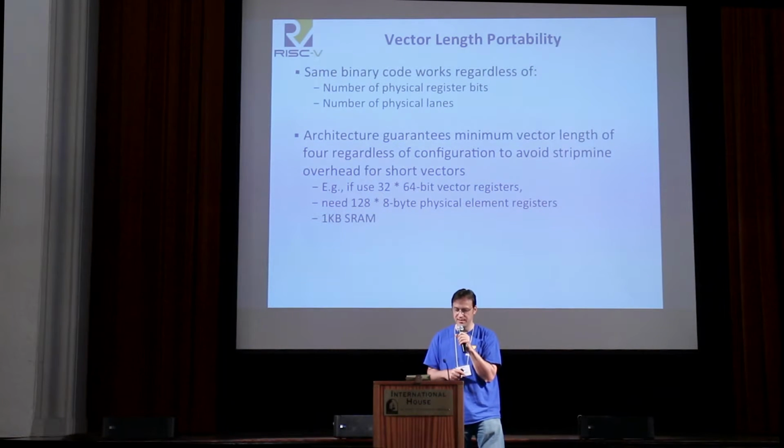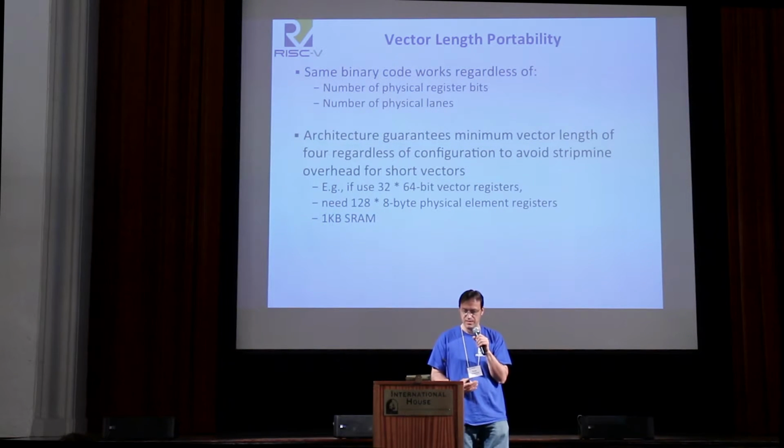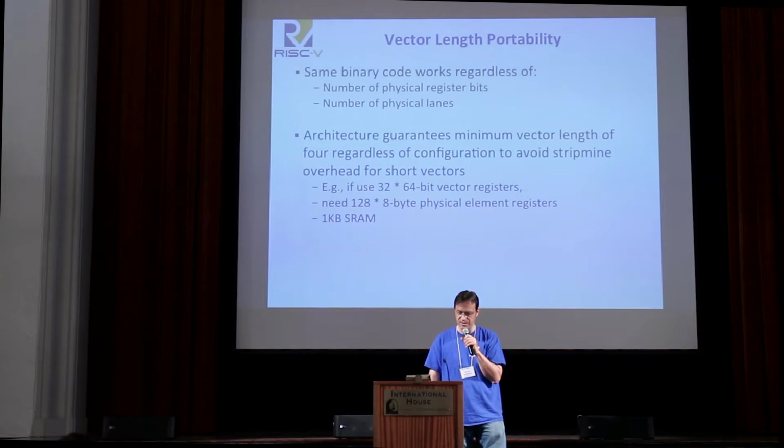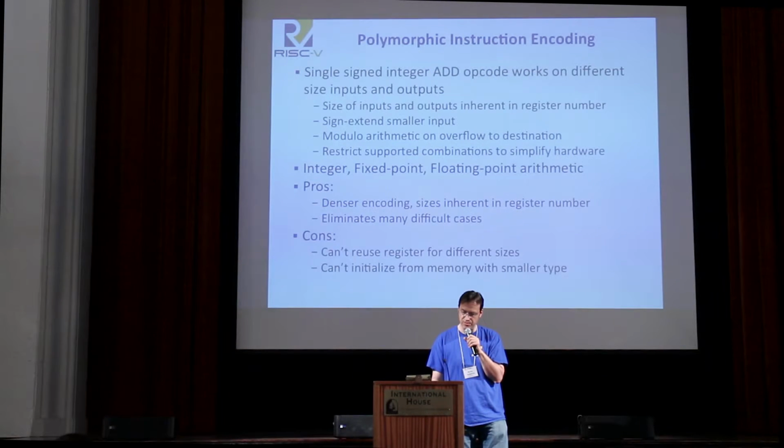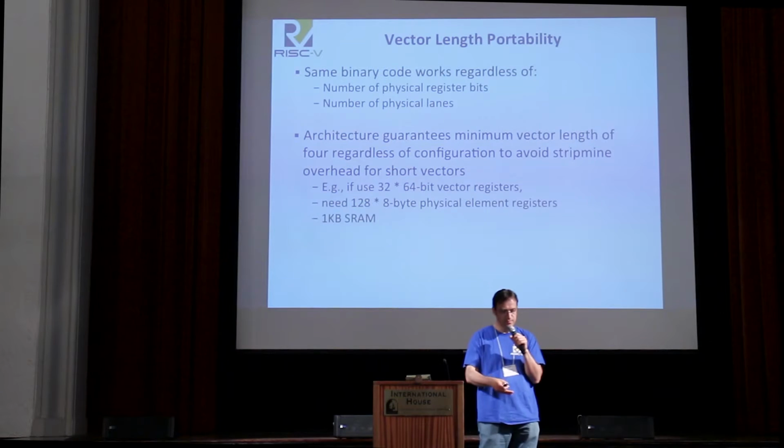So we're going to guarantee that there'll be at least 4 regardless of configuration, a vector length of 4, just to avoid that strip mining overhead, right? So in the case you have 32 64-bit vector registers, that's about 1 kilobyte of SRAM. I'll also show the minimum configuration at the end, the whole thing. Okay, so now it seems a bit complicated.